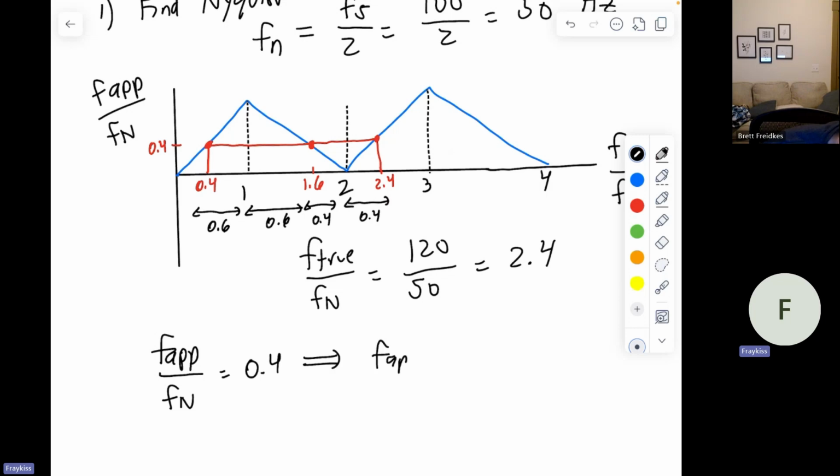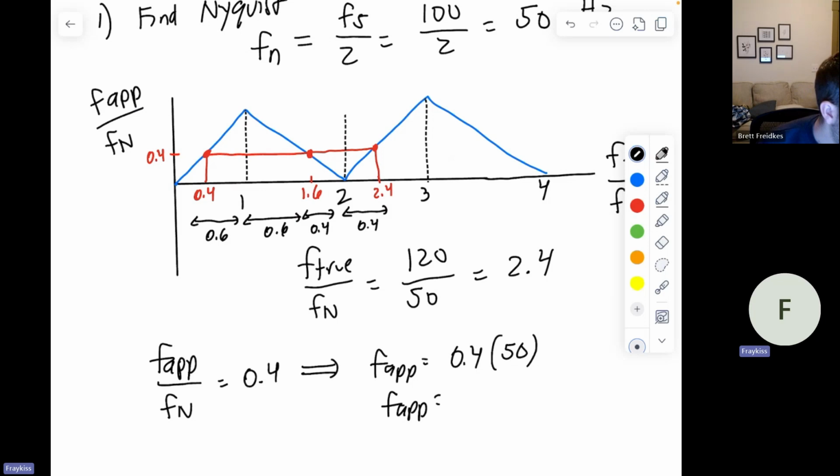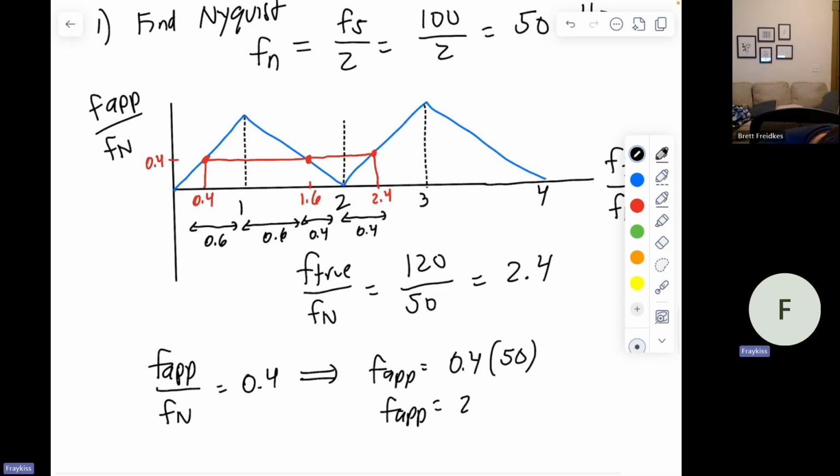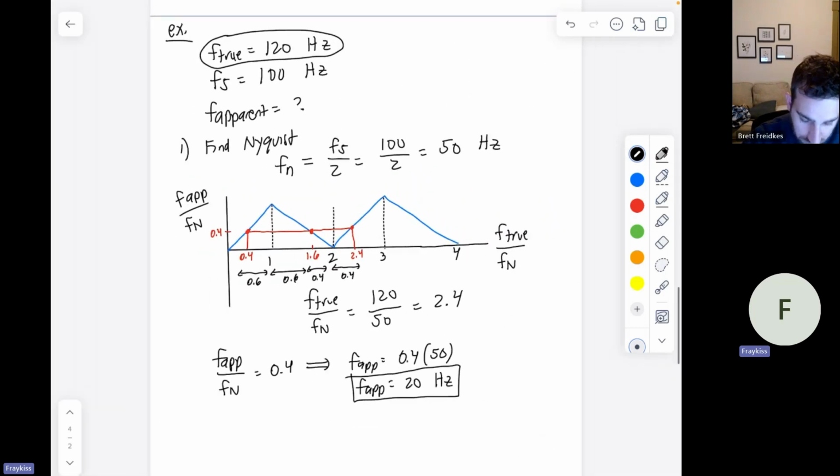That says that F apparent is 0.4 of the Nyquist, and the Nyquist frequency was 50. F apparent for this example ends up being 40% of 50, which is 20 hertz. So this was the original signal of 120, and we end up seeing 20 hertz.